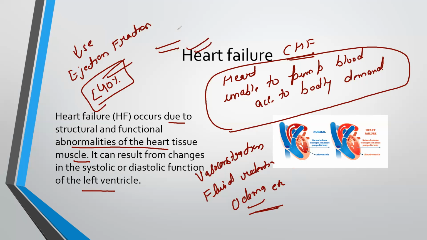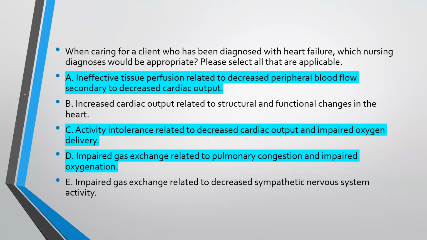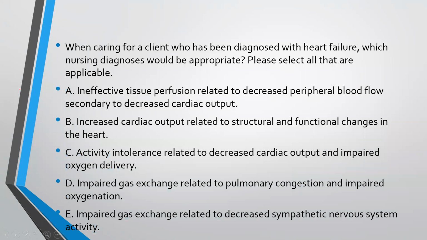So let's come to the diagnoses. Our first diagnosis according to the priority will be ineffective tissue perfusion related to decreased peripheral blood flow secondary to decreased cardiac output. So how does it happen?